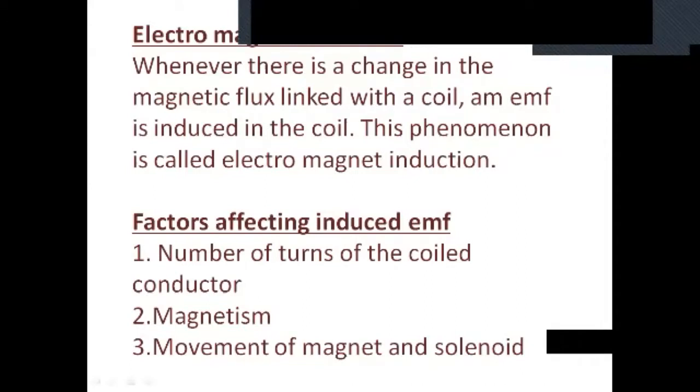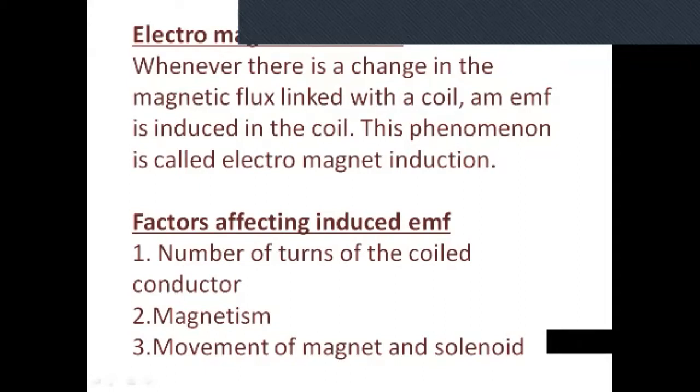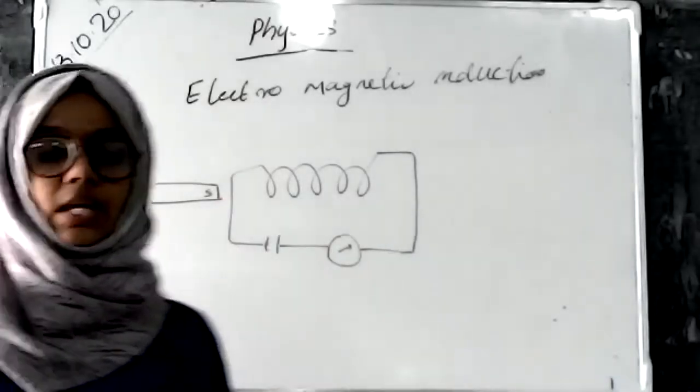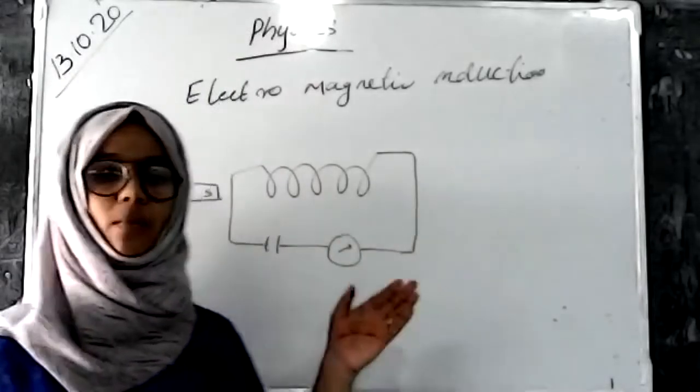Electromagnetic induction. Whenever there is a change in the magnetic flux linked with a coil, an EMF is induced in the coil. This phenomenon is called electromagnetic induction. The factors affecting induced EMF are the number of turns of the coiled conductor, magnetism, and movement of the magnet and solenoid. We say that there is an induced EMF, and that phenomenon is electromagnetic induction.